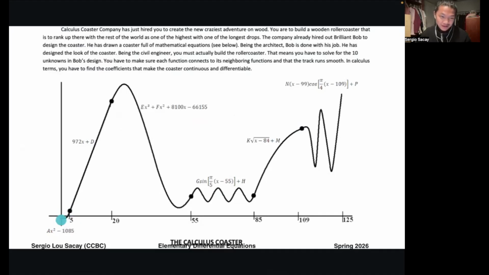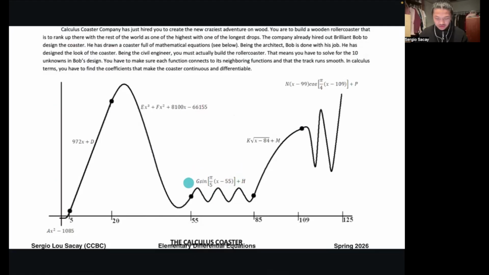So at this junction, this function has to be equal to this one, and the derivative of this function has to be equal to the derivative of that function at x equals 5, and so on and so forth for x equals 20, x equals 55, x equals 85, x equals 109.